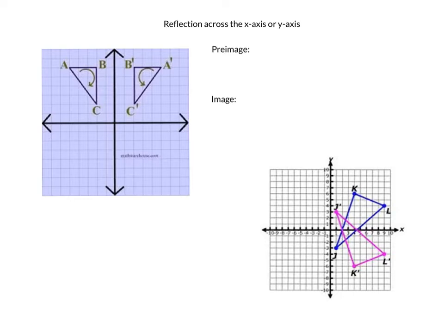So let's talk about some vocabulary real quick. I have the words pre-image and image written down. You might want to take notes on this. It's up to you. These are very common vocabulary words that you'll see in relation to this topic. The pre-image is the original picture or figure that you're dealing with. So it's the original one. I'll just write that down.